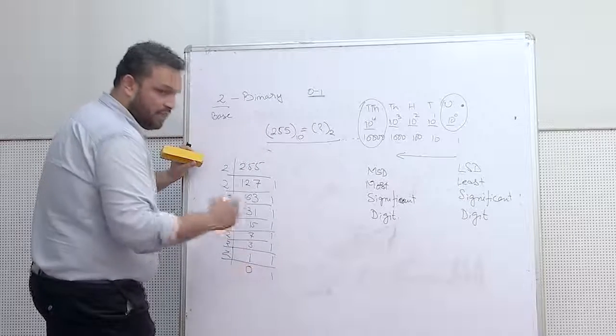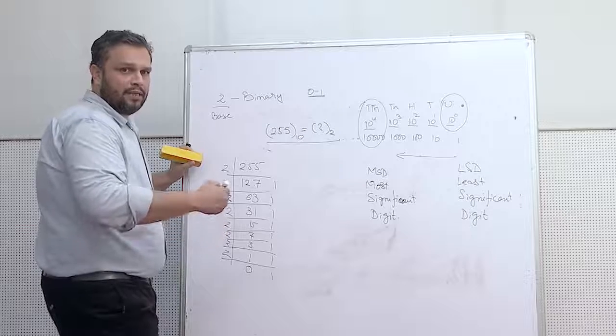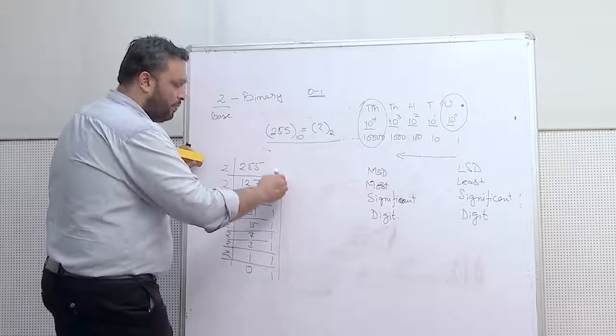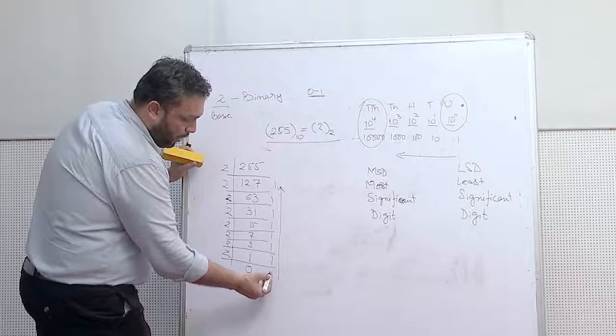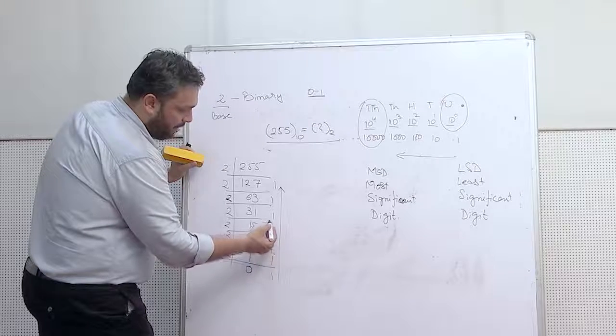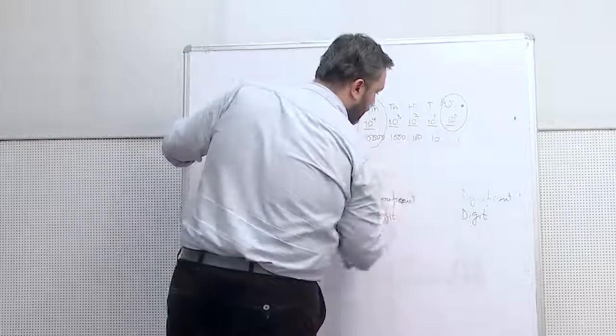So this is my division, these are my remainders, and now I am going to collect these remainders from downwards. So how many ones are there? 1, 2, 3, 4, 5, 6, 7, 8. So let me write it down here.